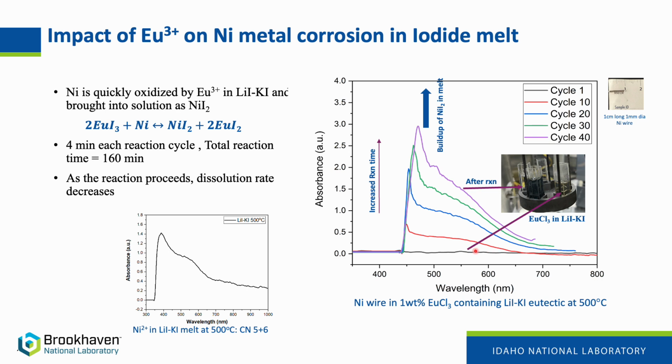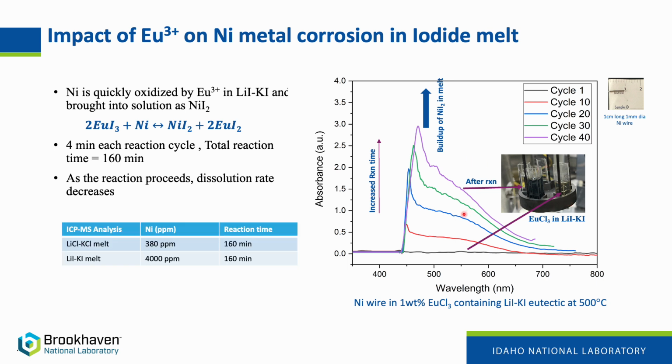So this is the spectrum of europium chloride in lithium iodide potassium iodide melt. It does not have any feature in this range above 450 C. But then when we drop the wire and monitor the reaction change in the salt chemistry, we see the buildup of nickel iodide in the melt very fast. And I would like to highlight here again that even visually we see a big change in the salt, and again we are not applying any potential, we are just dropping the wire and it's sitting at the bottom of the cuvette.